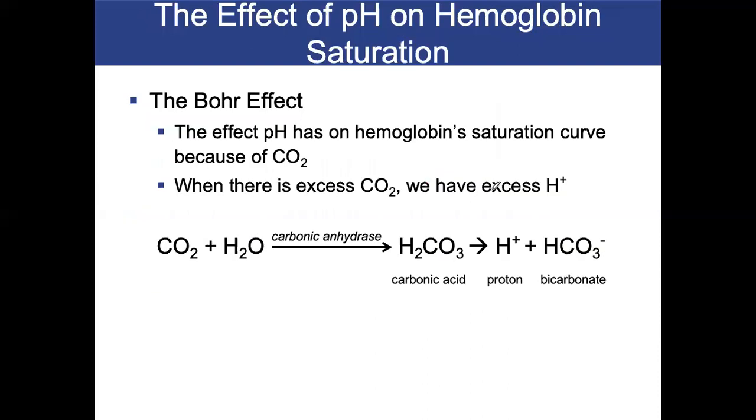Okay. The Bohr effect. The Bohr effect is the effect of pH on hemoglobin saturation. The effect pH has on the hemoglobin saturation curve because of CO2. So when there is excess CO2, we have excess protons, okay? So if I took a straw and exhaled air into my water, if I made bubbles like kids do, I would be exhaling CO2 into the water, and that would create an acid. I could use a pH indicator and time how long it took to turn acidic, right?